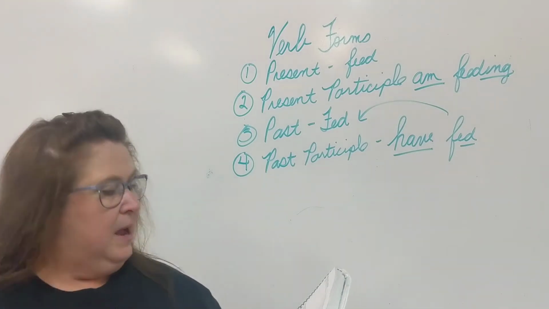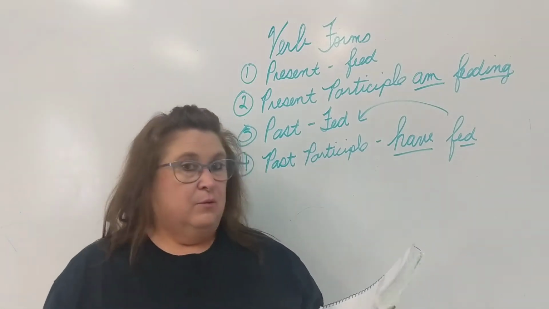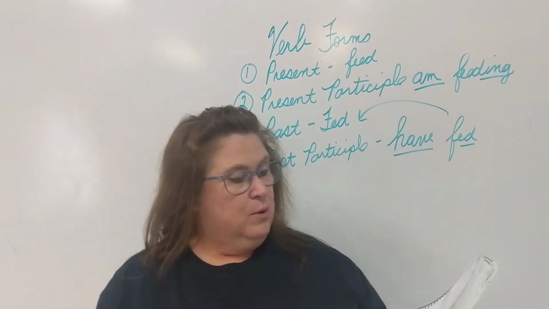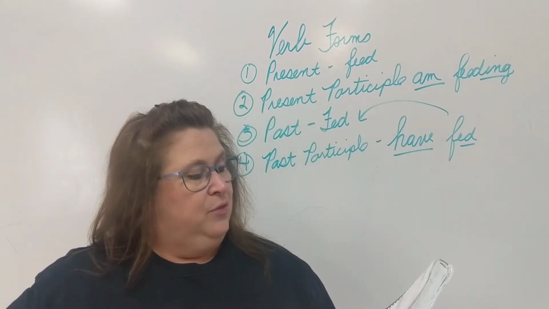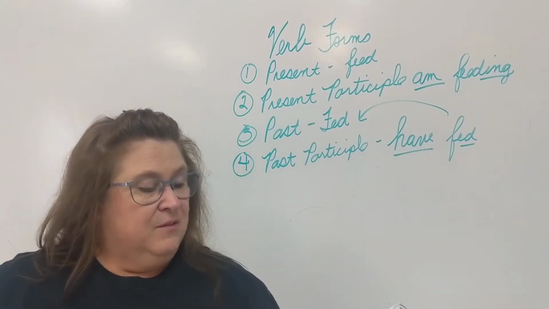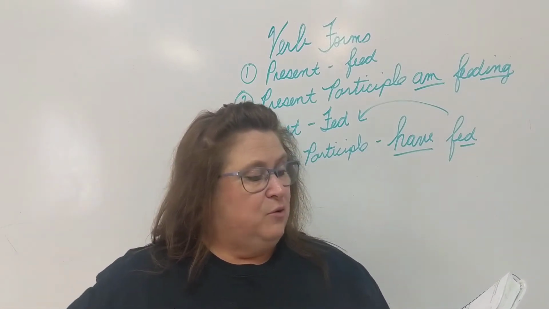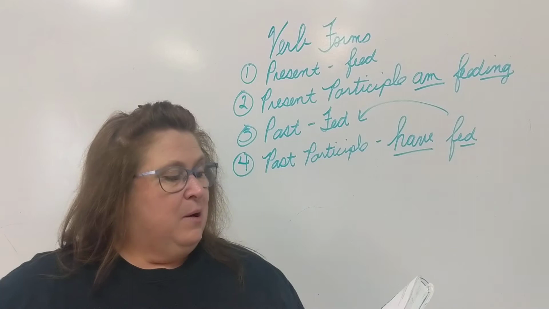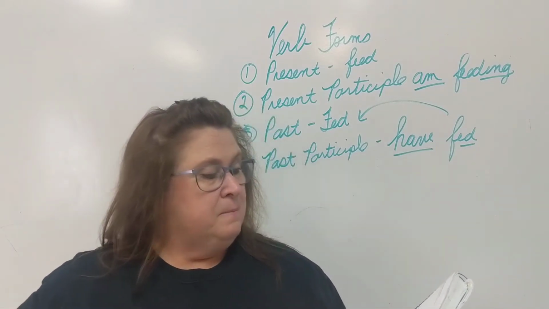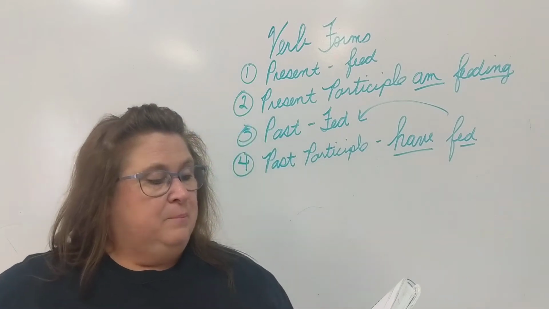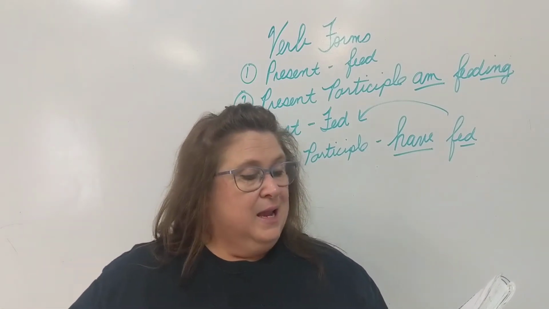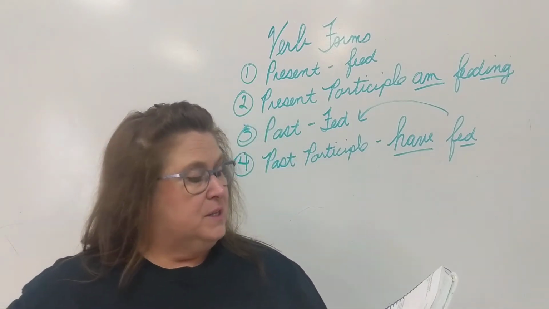Get your language books out and turn to page 21. Remember, always pause the video when you need to. And look at page 21, Think B. We're going to identify the principal part used to form the underlined verbs by writing PR for present, PRP for present participle, P for past, and PP for past participle.